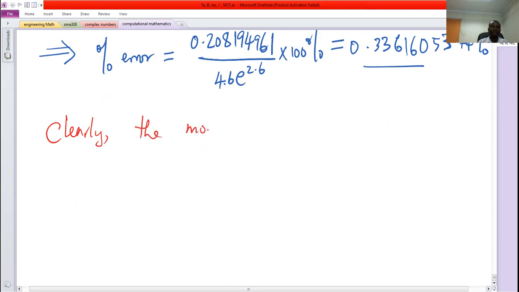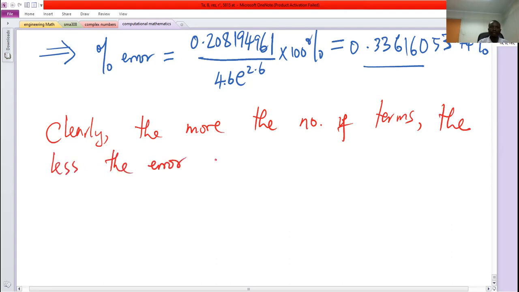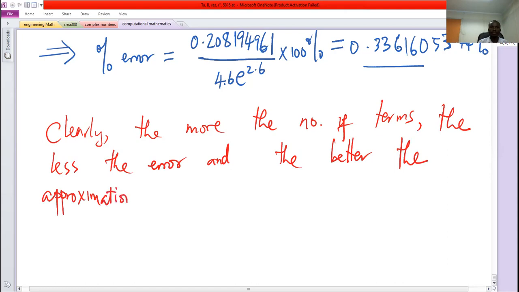The more the number of terms, the less the error and the better the approximation. So to get the better approximation, you have to use more terms. And the converse of the statement is also true. Thank you.